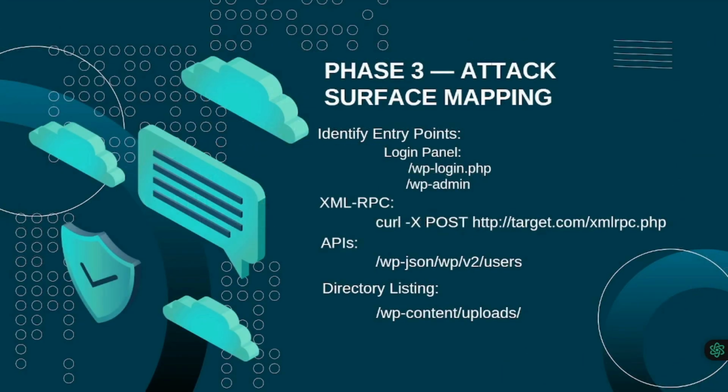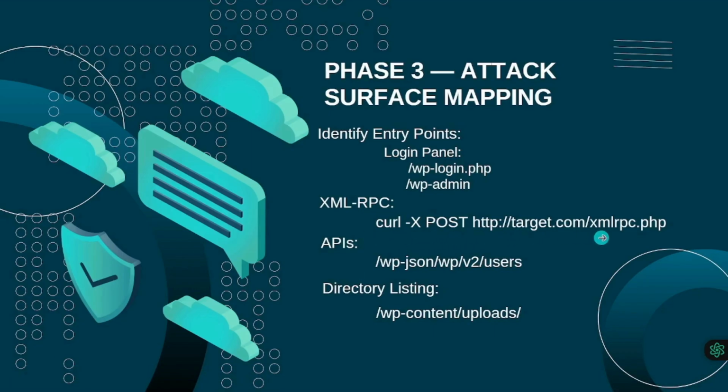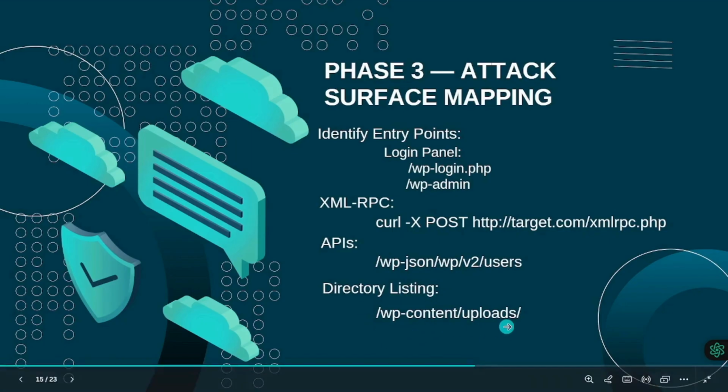Phase 3 is attack surface mapping, identifying entry points: login panel, wp-login.php, wp-admin. We identify all possible entry points, including login interfaces, XML-RPC endpoints, file upload functionalities, REST API, and public directories. For XML-RPC, use the curl command against the target site's xmlrpc endpoint, and we check the API using similar commands. For directory listing, we check whether any listing exists under wp-content/uploads.